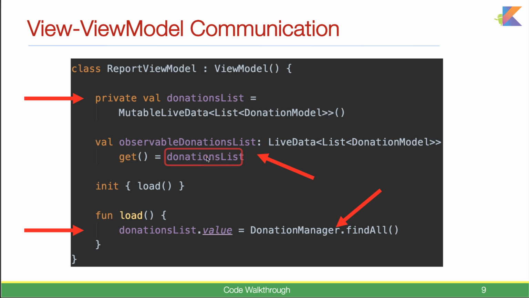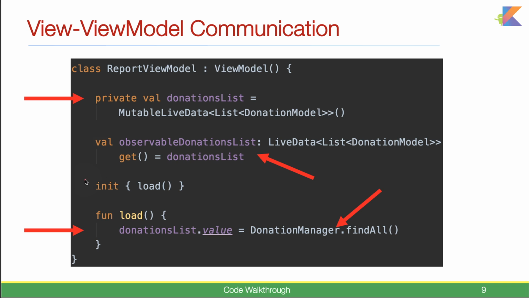Okay, so this is how we'll access it, and we'll observe the observable donations list object. But look, again, you don't have to. If you want to cut down on your code, you could actually make that public, but again, you're kind of going slightly against the recommended approach.